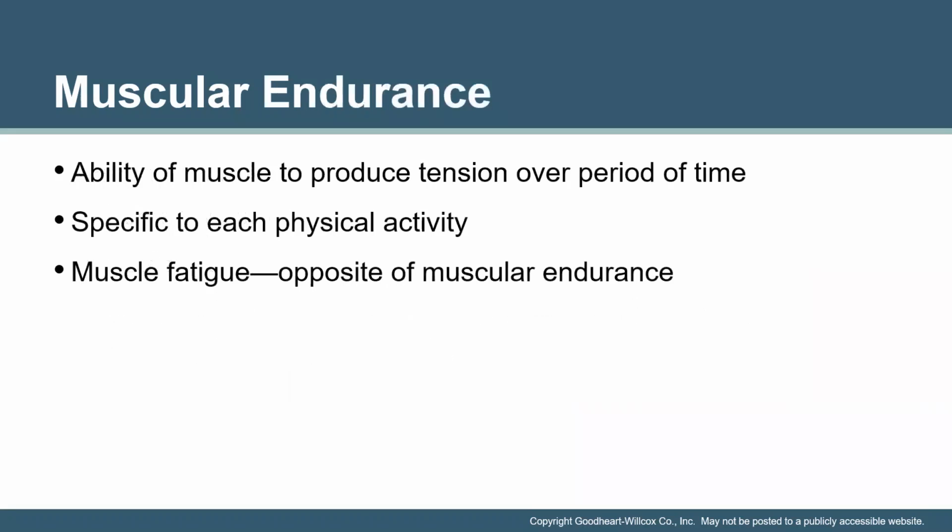When we talk about endurance, it is the ability of a muscle to produce tension over a period of time. We mentioned that with slow twitch fibers. It's going to be different per activity, and muscle fatigue will be relevant in determining how long a muscle can withstand. And fatigue really comes from multiple factors, like glucose available, or some kind of fuel available for energy production, plus being able to rid a muscle of metabolites.